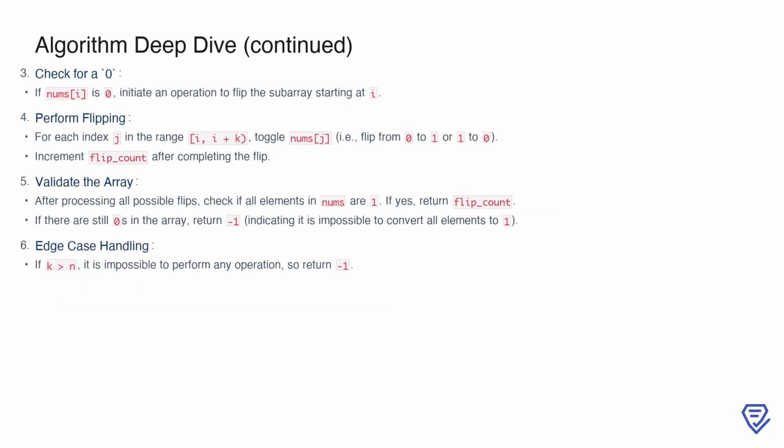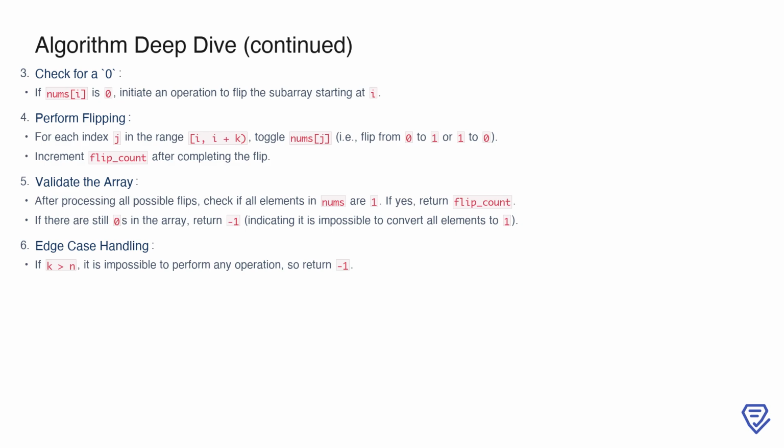When iterating through the array, the next step is to check for any 0 at the current index. If nums[i] is 0, it means we need to initiate a flip operation starting at index i. During this operation, we toggle all elements in the subarray i to i+k, flipping 0s to 1s and 1s to 0s. After completing the flip, we increment the flip_count variable to record the operation.